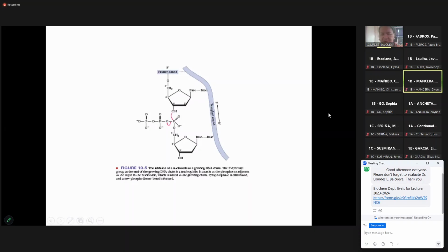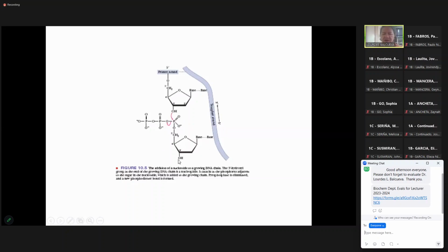Anyone? Hydrogen. Come again? Hydrogen. Yes, good. Okay, hydrogen bonding. So that's the formula, no? Once they hydrogen bond with each other, then you have a nucleotide that has been incorporated.